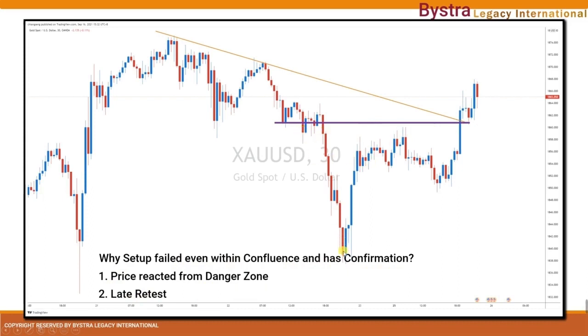Price, instead of coming all the way down, should have just come somewhere around here, reacted a little bit, gone up, pulled back, taken this order and continued down. Then it would be much safer that way. Okay guys, I hope this answers some of the questions. Remember guys, the danger zone you're going to learn later. This will be very crucial, and this is why it is best to learn about it in Bystra Legacy International. It is all about this.